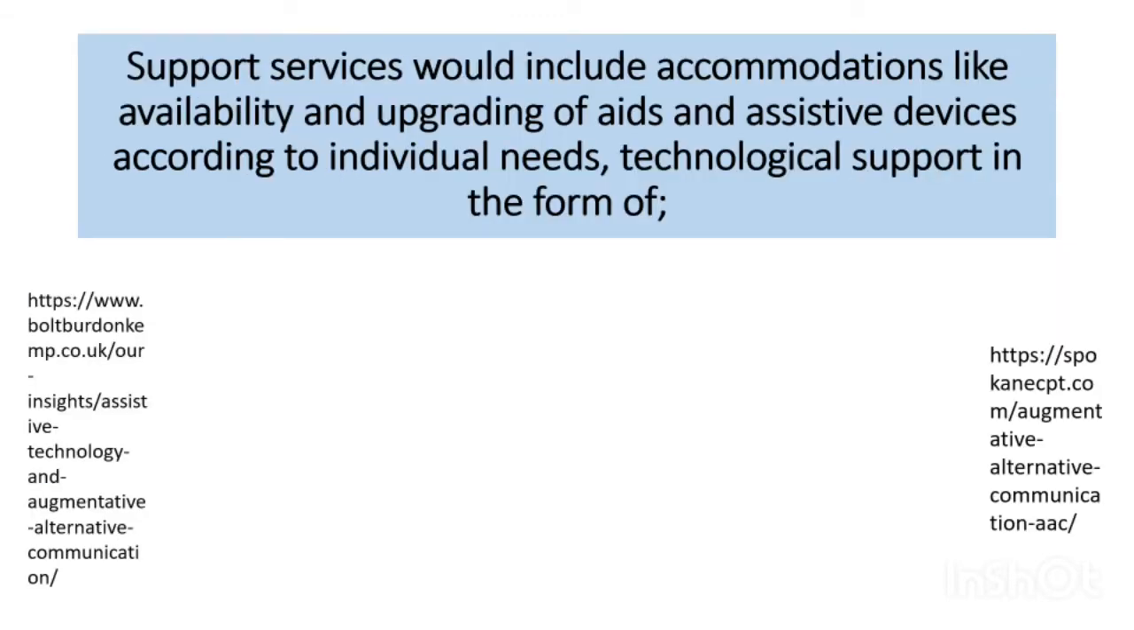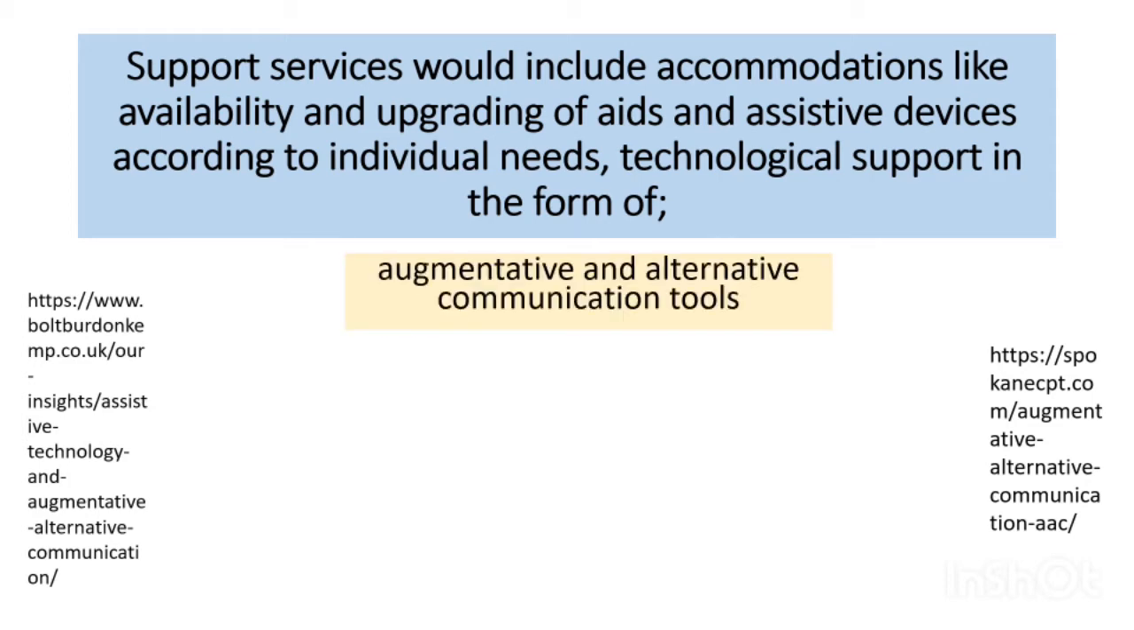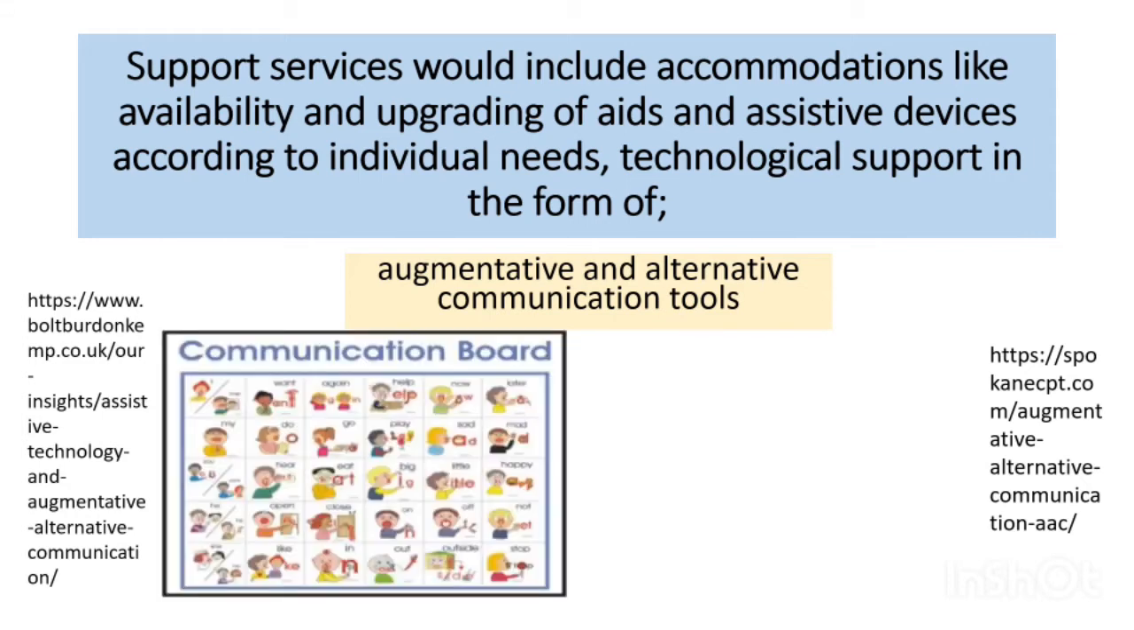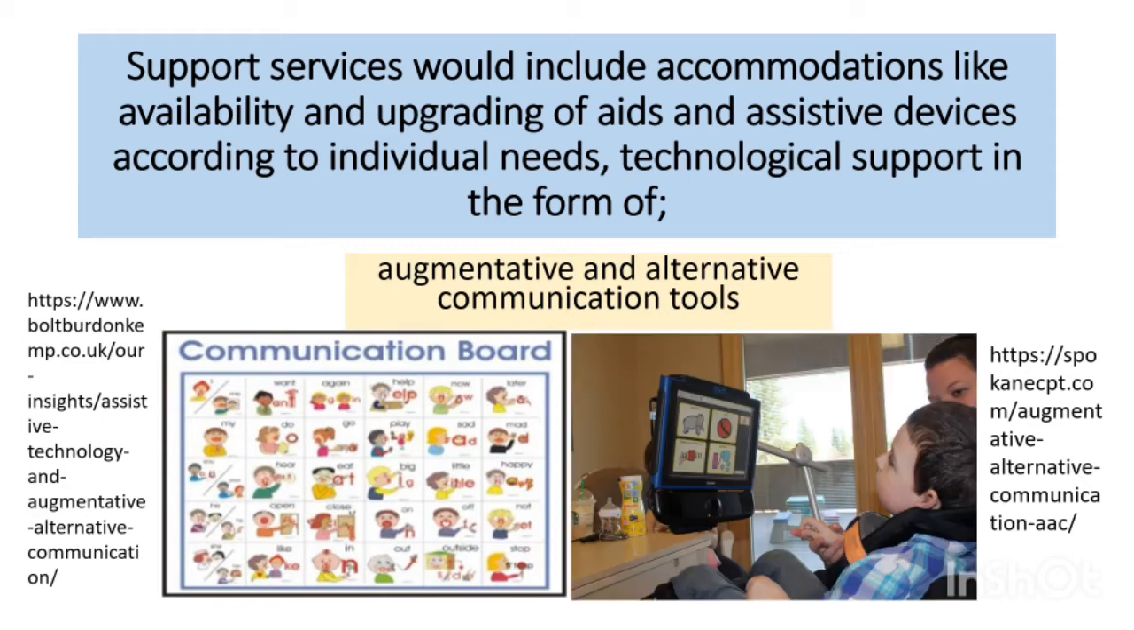So support services would include accommodations like availability and upgrading of aids and assistive devices according to individual needs, and technological support in the form of augmentative and alternative communication tools. This is one of the examples of a communication board that an inclusive education setting must have. Another is this one.